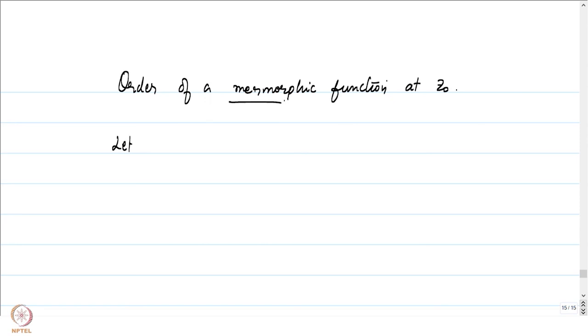Let me now define the order of a meromorphic function at a point z naught. So let f be meromorphic on omega. Again, recall that this means that f is holomorphic on omega minus capital S, where capital S is a discrete subset of omega, and every point of capital S is either a removable singularity of f or a pole of f. So here f being meromorphic means exactly that. That's what we had defined some time back.